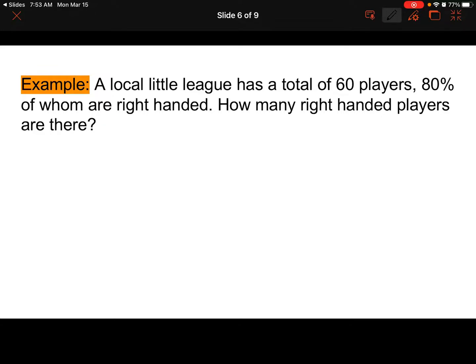How many right-handed players are there? All right, well, our 80%, we're going to have to first convert this to a decimal. So 80% is going to 0.80, which of course is 0.8. And then we need to multiply that by 60.